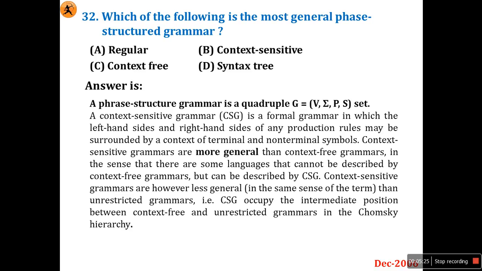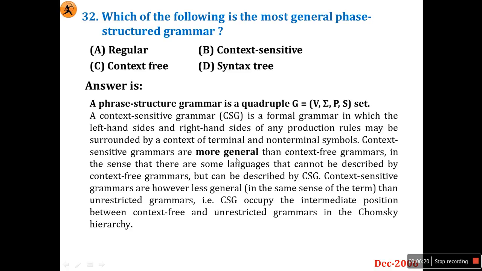Means what? Actually, type 0 grammar is unrestricted grammar, but context sensitive is semi-structured. Means it is in between context free and unrestricted grammar. But unrestricted grammar will not be considered as a general phrase structured grammar, while context sensitive is a semi-structured grammar as compared to context free grammar. Context free grammar is more structured than context sensitive, but due to more structure it will not read some of the grammars. That is the drawback. That's why here it is considered cannot be described by the context free grammars, but can be described by context sensitive grammar.